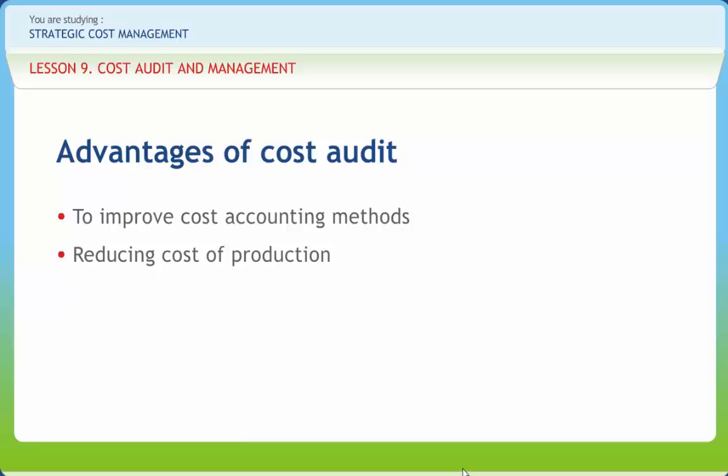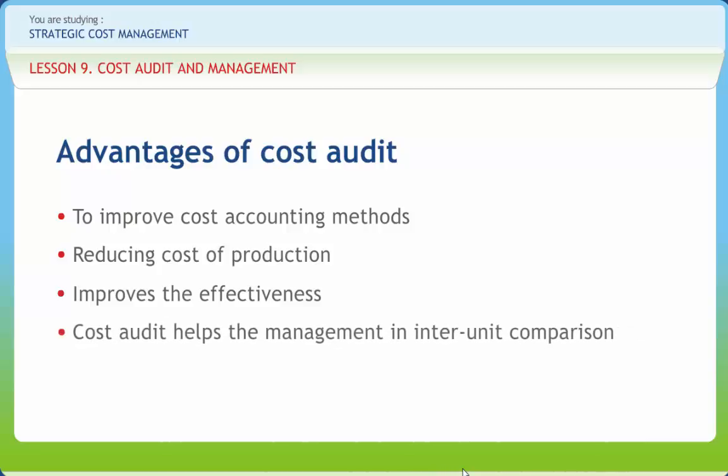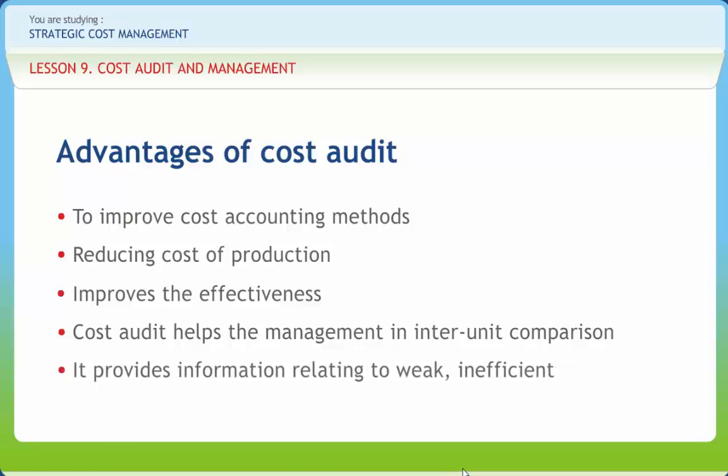Analysis of variances is facilitated with cost audit because a comparison of actual with standard production and sales is made. It improves the effectiveness of the cost control and cost presentation by introducing efficient routines, reducing expenditure, and ensuring promptness. Cost audit helps the management in inter-unit comparison, which will be helpful in improving the performance of inefficient units. It provides information relating to weak, inefficient, or mismanaged units for taking proper corrective action.